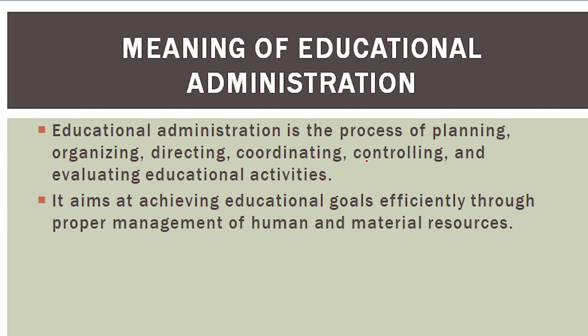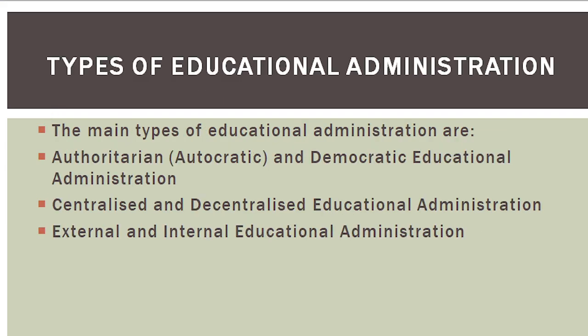Educational administration is the process of planning, organizing, directing, coordinating, controlling, and evaluating educational objectives. This we have already studied and discussed. It aims at achieving educational goals efficiently and through proper management of human and material resources. So, we all know what educational administration is. Coming to the various types of educational administration.